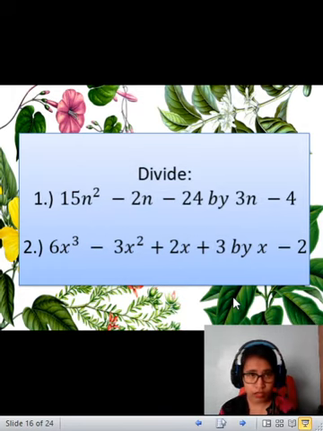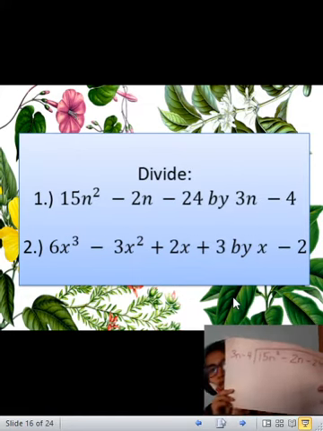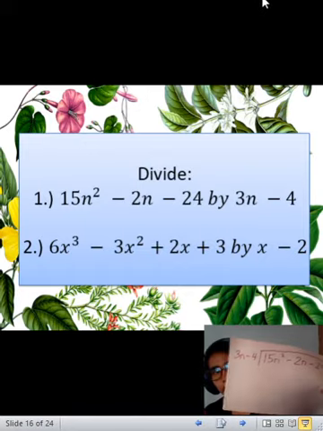15n squared minus 2n minus 24 divided by 3n minus 4. So this is how you write it. Okay, we have 15n squared minus 2n minus 24.